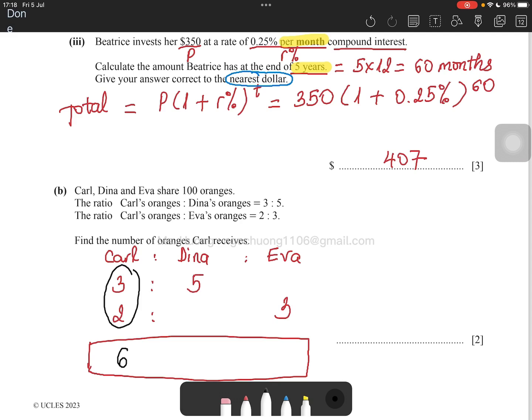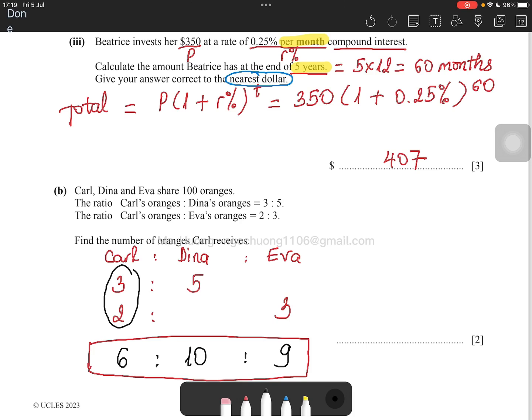So now we'll try to convert 3 to 5 into 6 to something. That should be 6 to 10 because 3 times 2 is 6, so 5 times 2 is 10. So the first one is 6 to 10. Next, we also convert 2 to 3 into 6 to something. 2 times 3 is 6, so 3 times 3 is 9. So we write down the number 9 here. This is the ratio for 3 people.